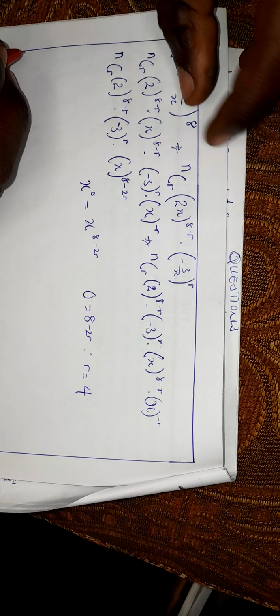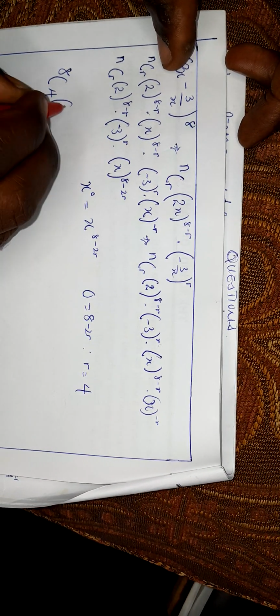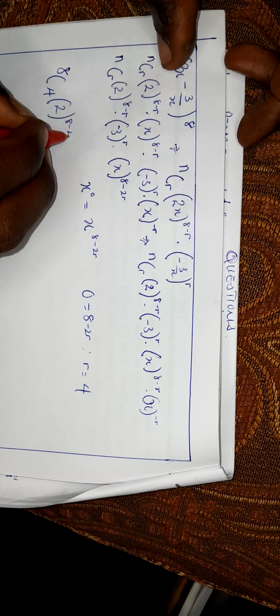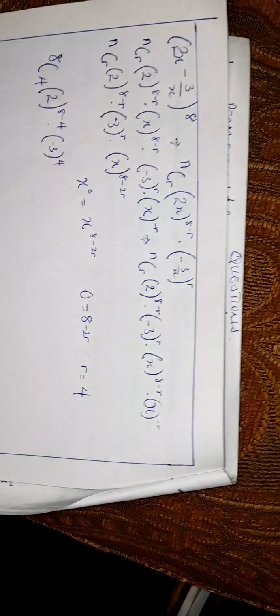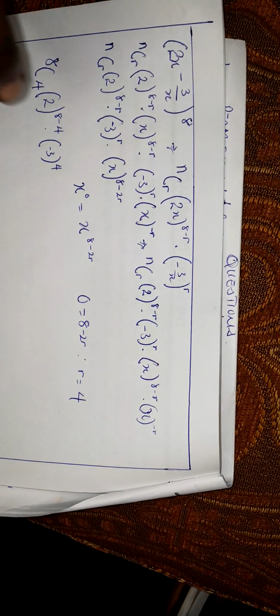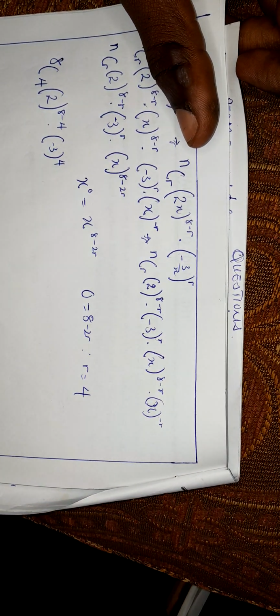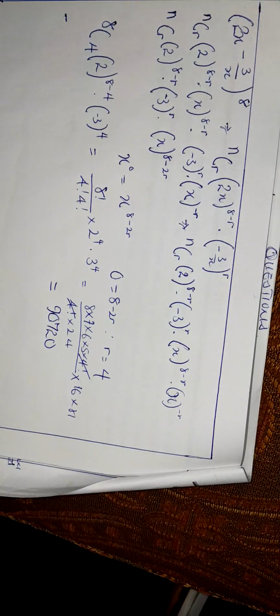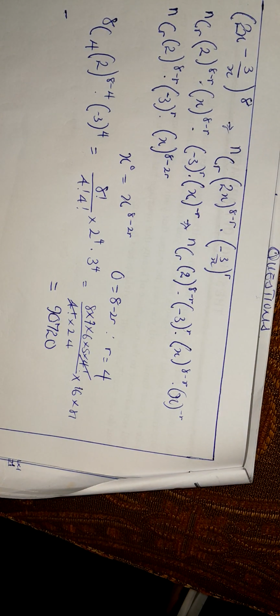So this n is this 8 here. So 8 combination 4, 2 to the power of 8 minus 4, minus 3 to the power of 4. When a negative value is raised to an even power, the value becomes positive. All right, so this will be the final answer.